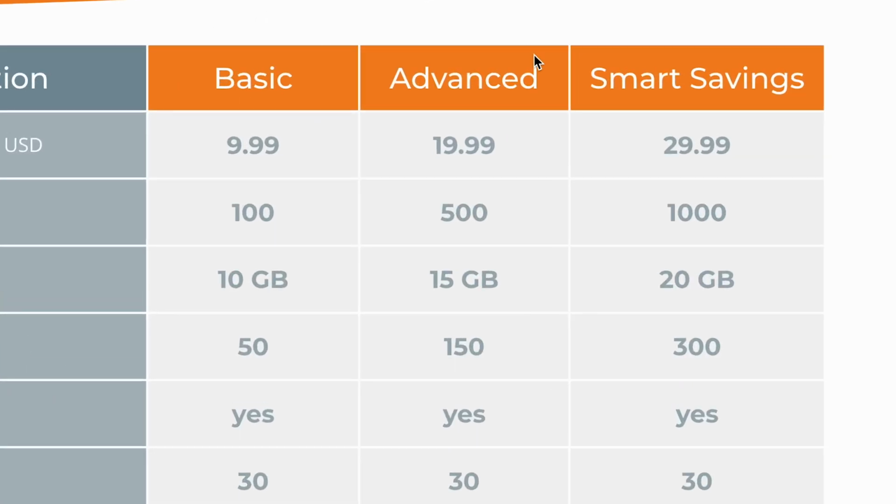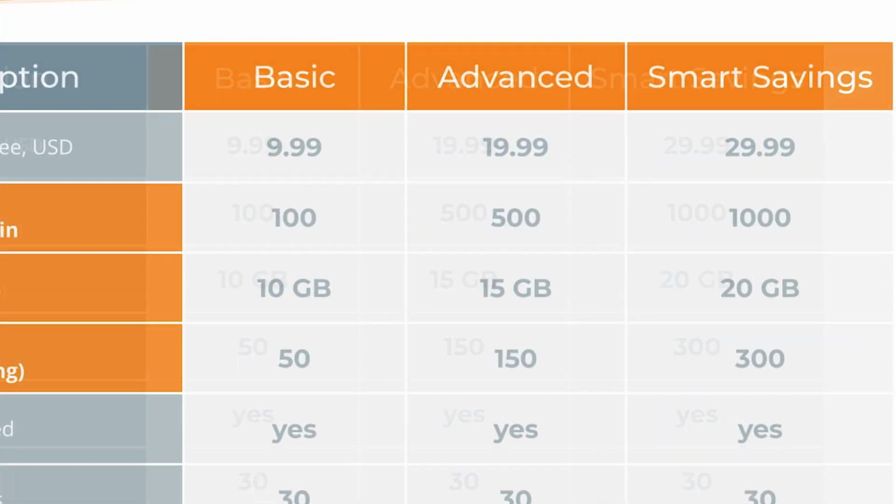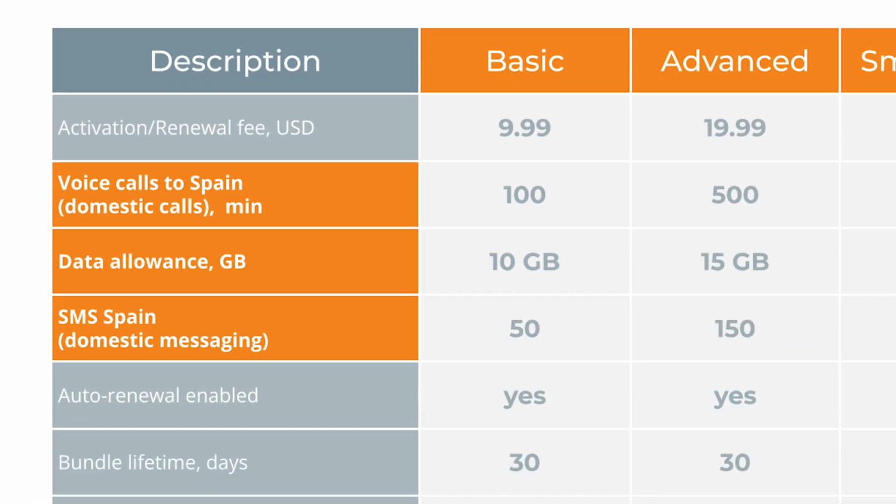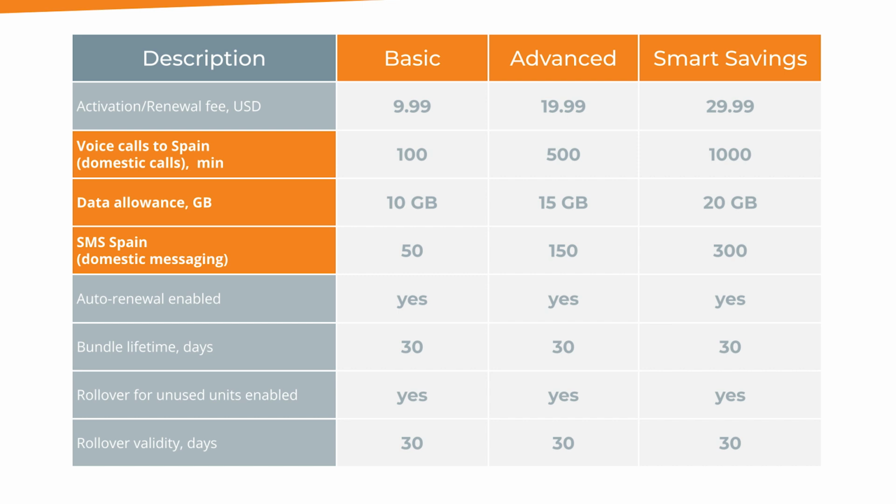Let's dive right in and configure 3 different bundles: Basic, Advanced, and Smart Savings. We'll focus on 3 services: voice calls, data, and SMS. Here's a quick tip. Offering too many bundle options isn't always the best approach. Customers tend to choose bundles that closely match their needs, which means they spend less on expensive top-ups. Also, allowing frequent bundle upgrades and downgrades can impact your profitability negatively.